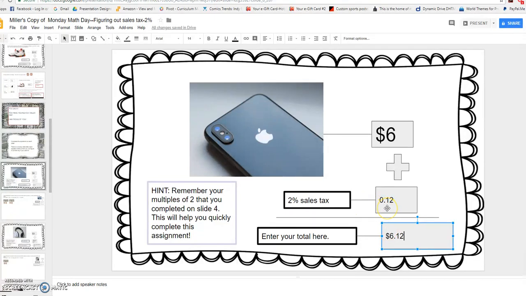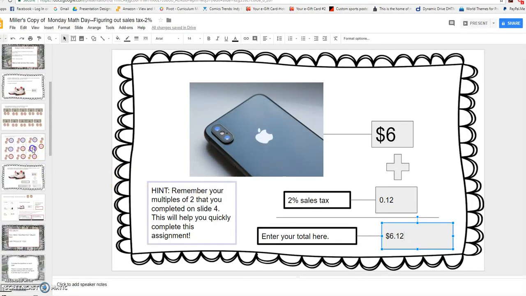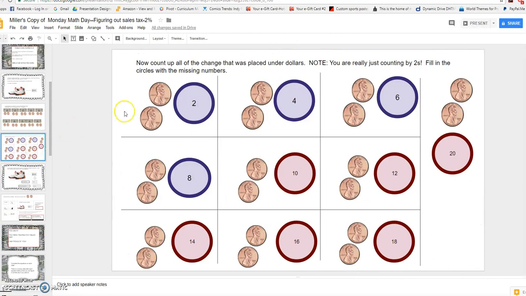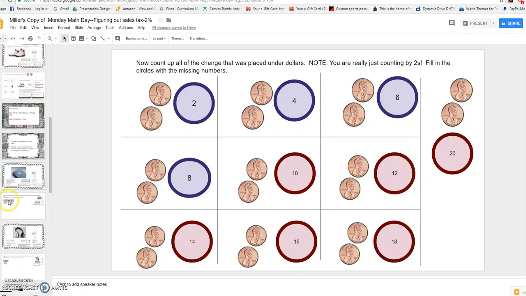Now, if that didn't make sense to you, let me show you up here. If it were $6, that means I would need to do this 6 times, okay? So 2, 4, 6, 8, 10, 12. And that's how I know that I needed to add 12 cents onto that $6 item.